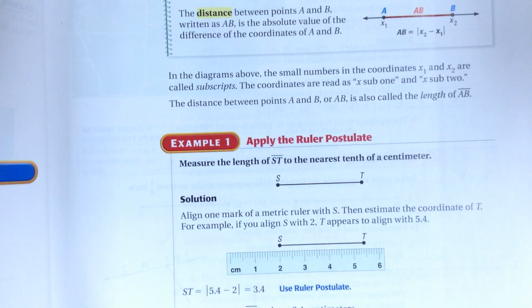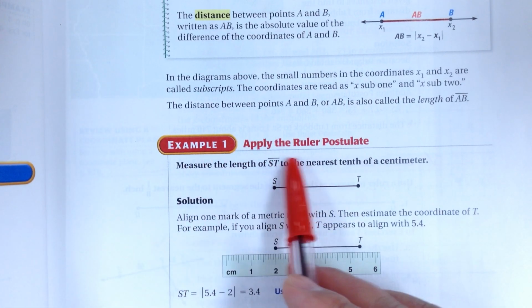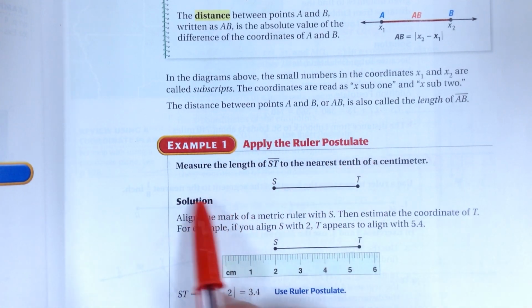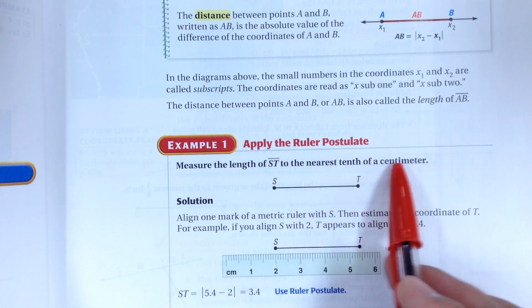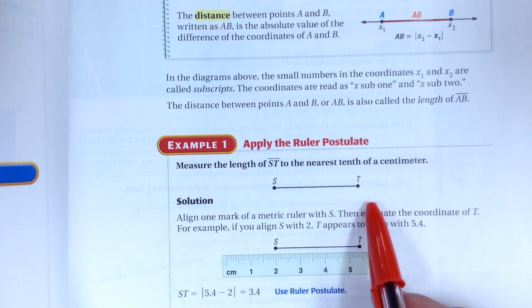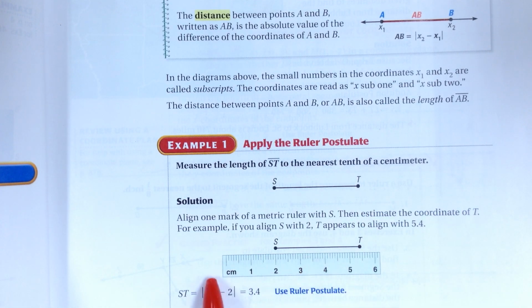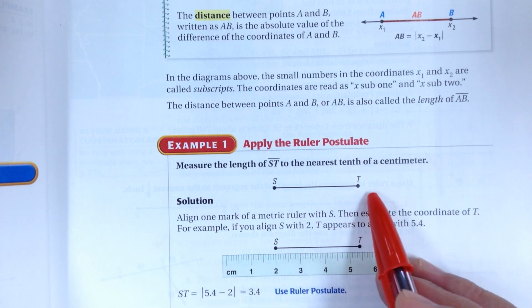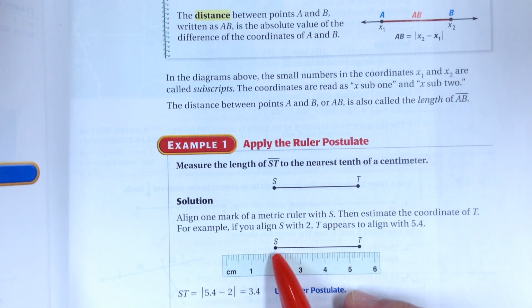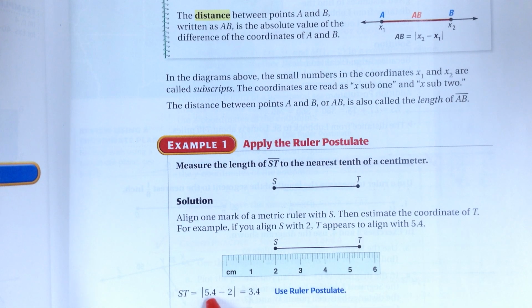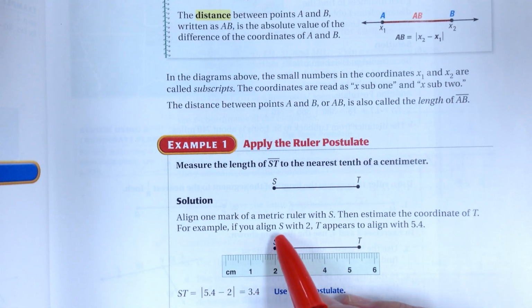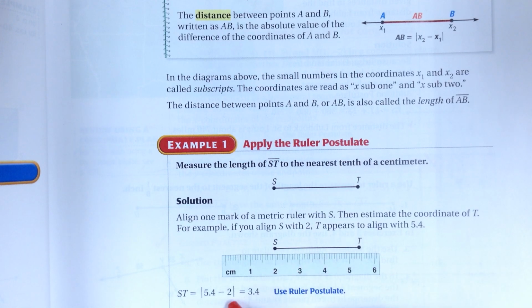For example 1, it says apply the Ruler Postulate. It says measure the length of segment ST to the nearest tenth of a centimeter. So here's the solution. You just get a ruler, put it over here, and if you put it this way, you measure the coordinate of T is 5.4, and the coordinate of S is 2, so 5.4 minus 2 gives you 3.4.